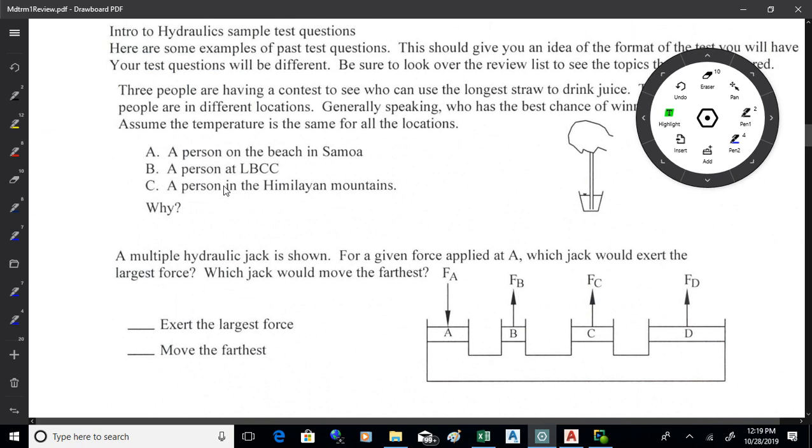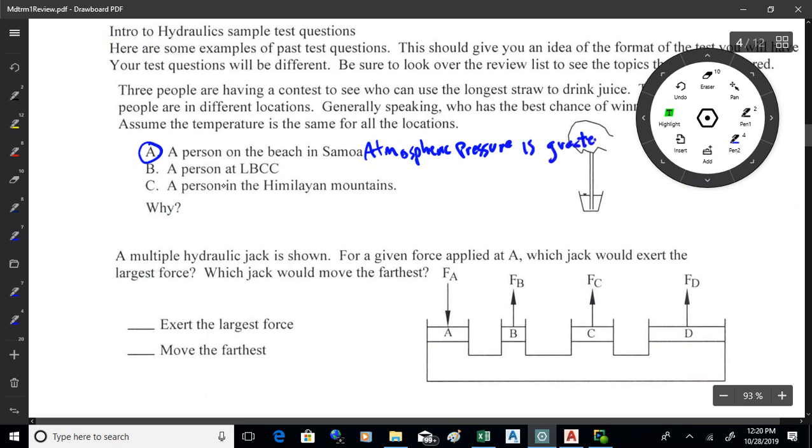Any ideas on that one? It's A, yeah, because why? At sea level, you've got the greater atmospheric pressure. That'll push the liquid up higher in a straw. The atmospheric pressure is greater.